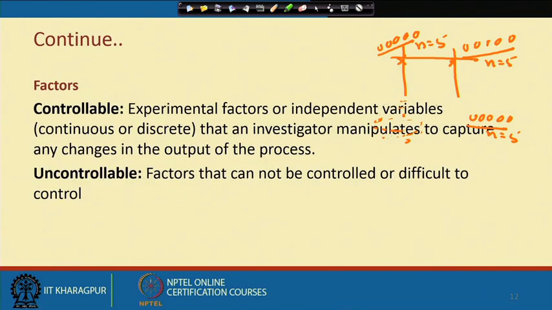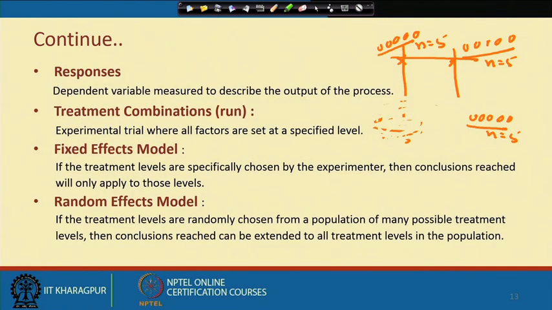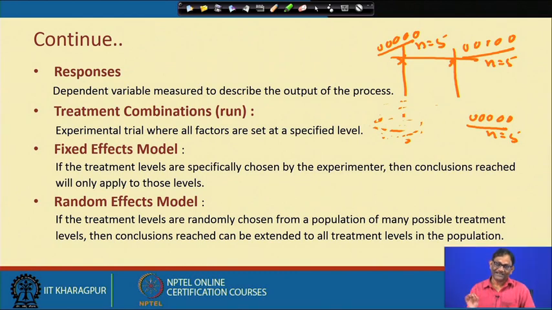Some more terms like factors, controllable, uncontrollable, I have already told you. Response and treatment combination I have given you. Now, fixed effect model and random effect model. As I told you, in the example of reaction time, I said 80 minutes and 90 minutes. If you fix it and do the experiment, get the result, and analyze it, this is a fixed effect model. But if you allow the reaction time settings to be probabilistic in nature, random, and you do not know the settings in advance, then the model we will develop later on will be a random effect model.